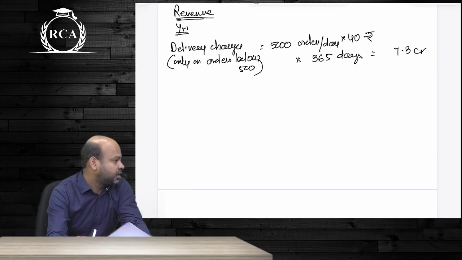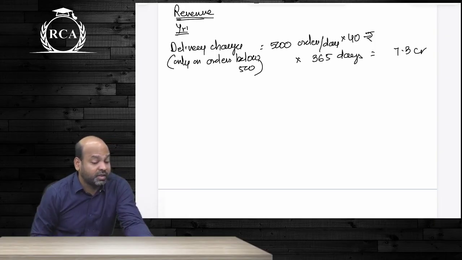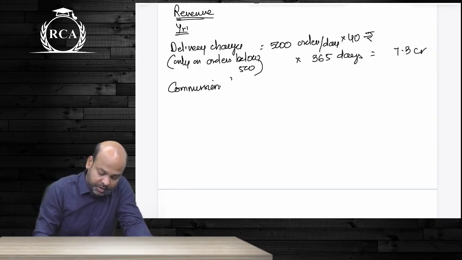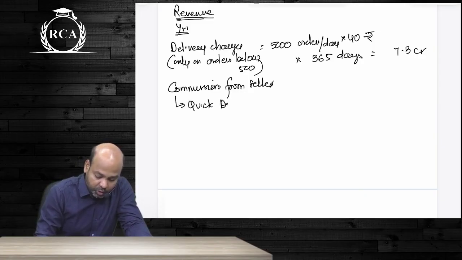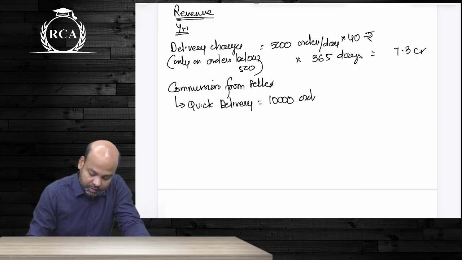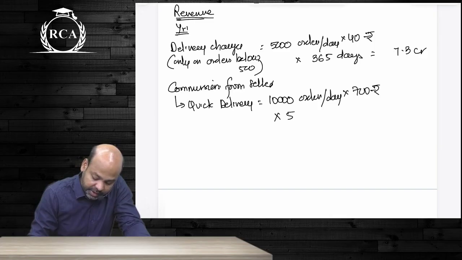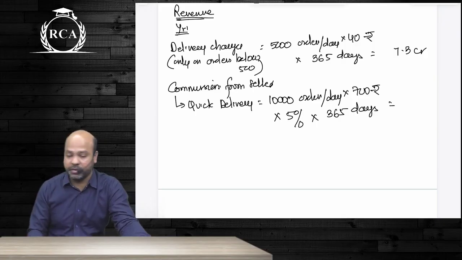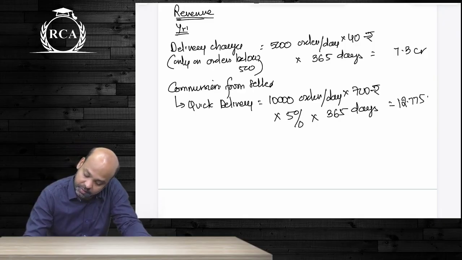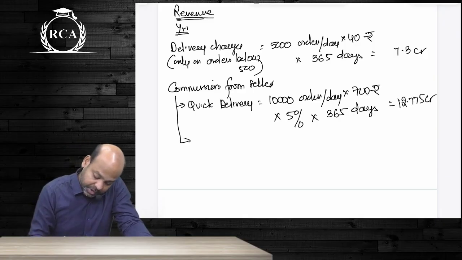The company would charge 5% of the invoice value from the seller. ठीक है? Commission guys. Commission from seller. This is in respect of quick deliveries. There are two things there. Quick delivery and overnight delivery. Quick deliveries total कितने? 10,000 orders per day. Average ticket size 700 rupees. Uska how much percentage? 5%. For how many days in a year? 365 days in a year. How much will this become guys? 12.775 crores. ठीक है? Next beta, commission from overnight orders.